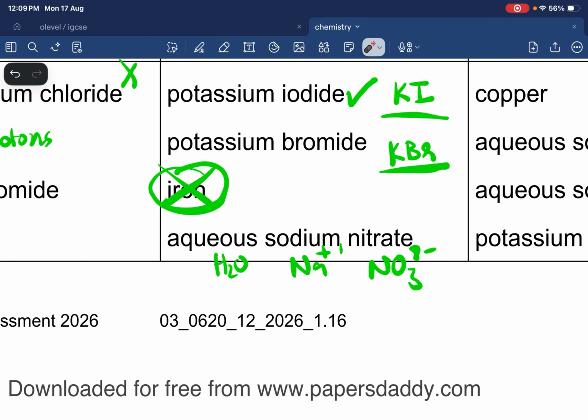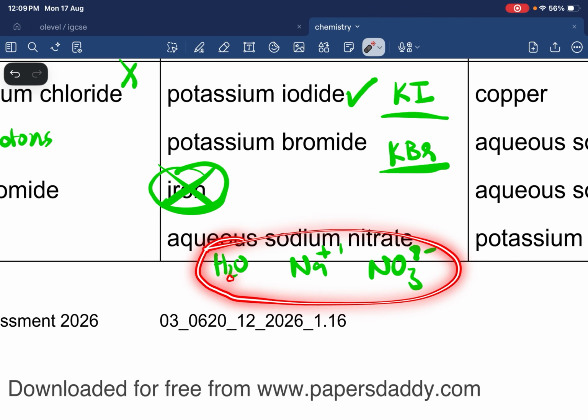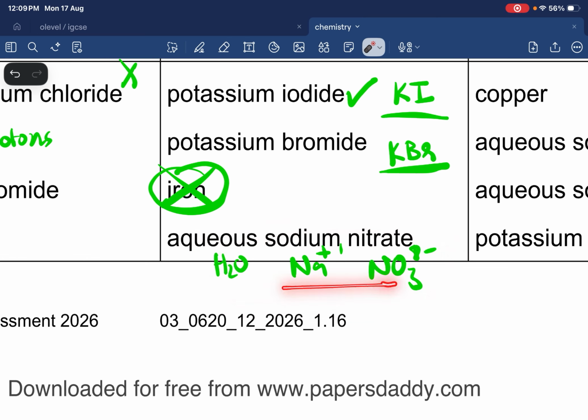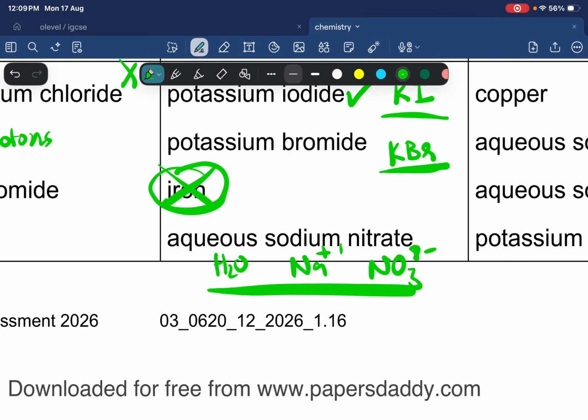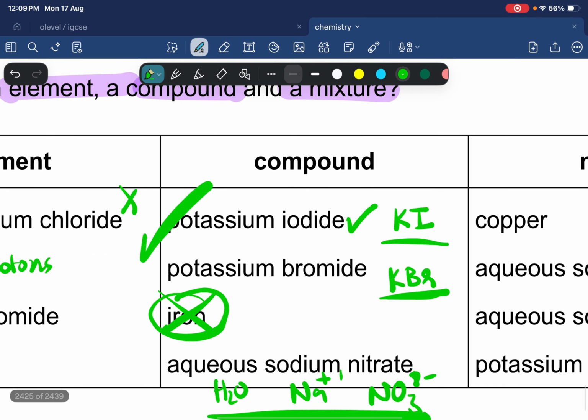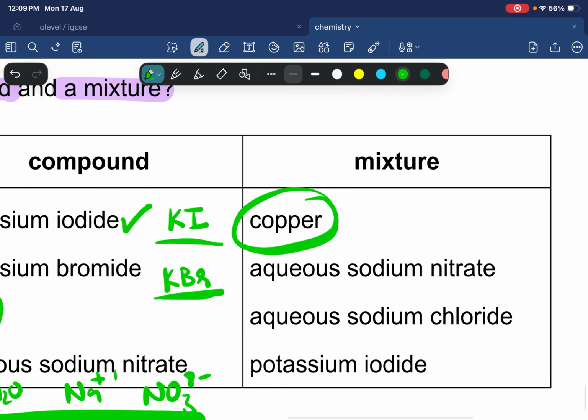Now you see, a compound should be made up of more than one type of atom, but it should have the same chemical composition. If you look at aqueous sodium nitrate, you have 2 compounds in it. One is sodium nitrate, the other is water. So aqueous sodium nitrate has 2 compounds, not a single compound. It's a mixture of compounds. So it's going to be either potassium iodide or potassium bromide. Then next, copper is an element. It cannot be a mixture.